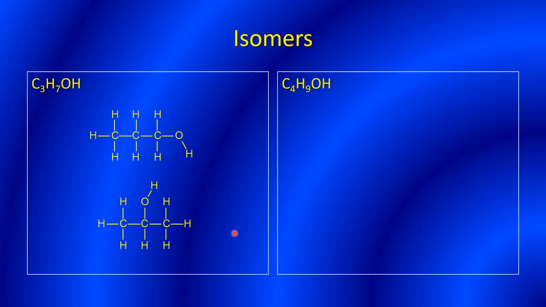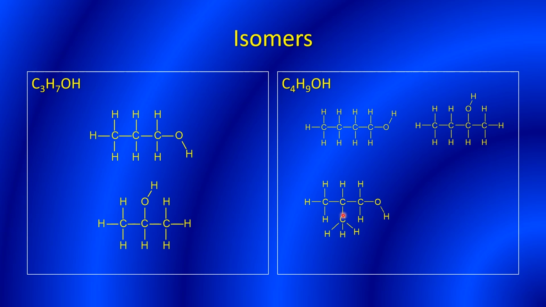Now, isomers of C4H9OH, there are a few more isomers. We can have butan-1-ol with the alcohol on the number 1 carbon, butan-2-ol with the alcohol on the second carbon, but we can also rearrange our carbon chain, and we can have 2-methylpropan-1-ol and 2-methylpropan-2-ol. And so those are the possible isomers. In an exam, you wouldn't be asked to name the isomers, but it's possible that you might have to draw some of the isomers.